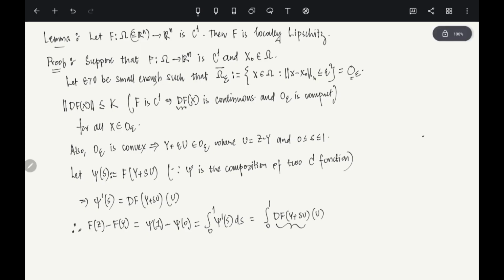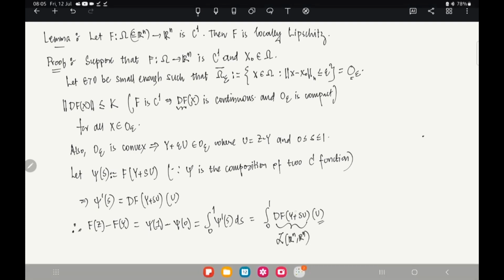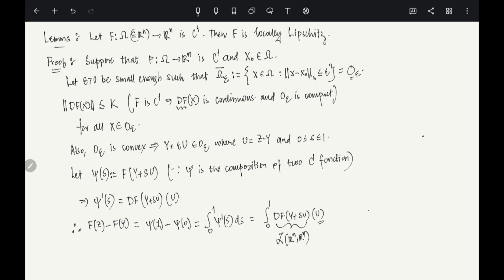Please understand, df at y plus su is nothing but a linear map from Rn to Rn, and this is acting at an element of Rn. So this is what it means. Now you see, this u is nothing but an element of O epsilon, right? U is an element of O epsilon. And if we are just restricting our F to O epsilon, what is happening is this.